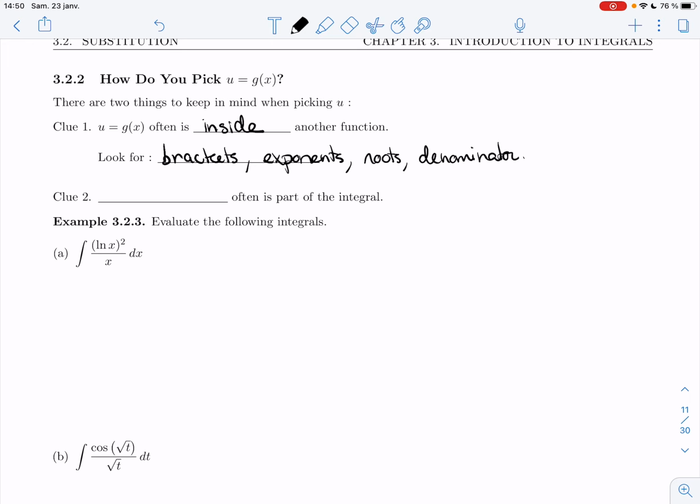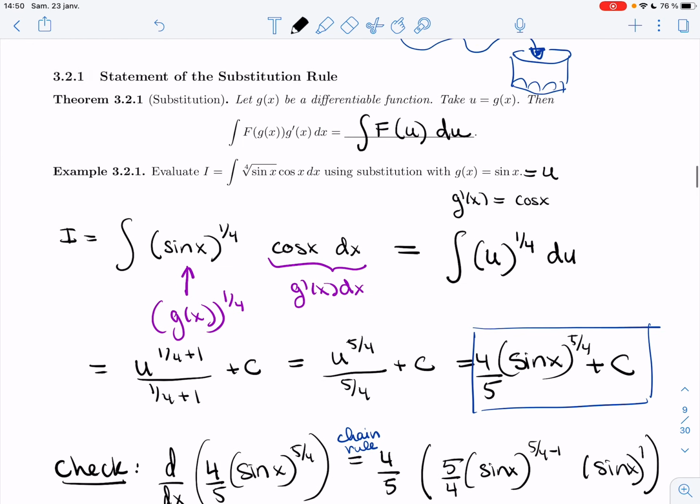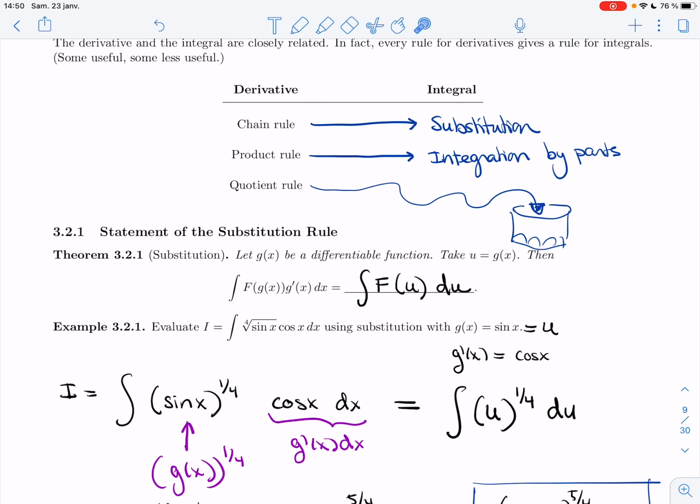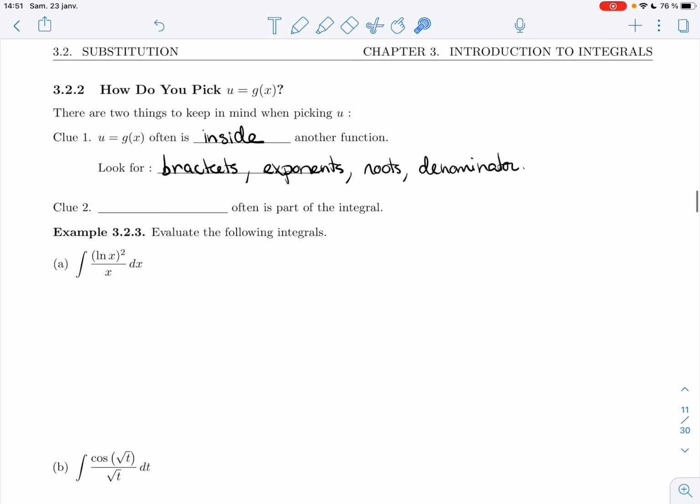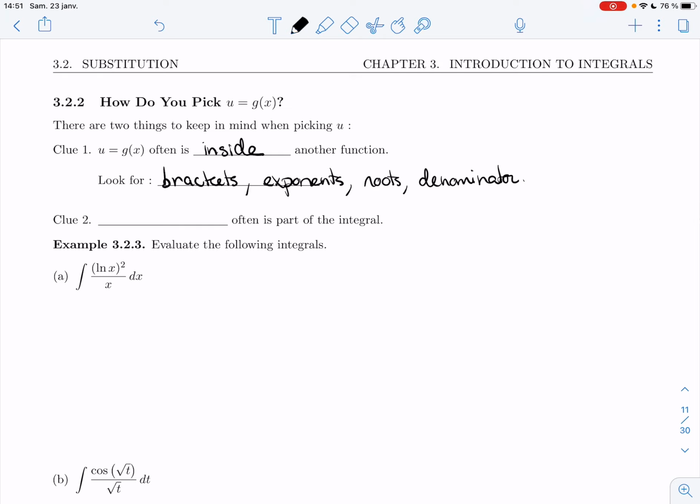The second clue, all right, let's look back at the theorem right here. So we said you needed g of x to be inside another function. Second clue is this right here. The derivative of what you're picking often appears with the dx. So look at clue number 2, g prime of x dx often is part of the integral. All right, so if you see both, you're probably picking the right u.